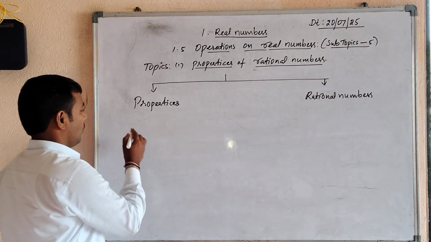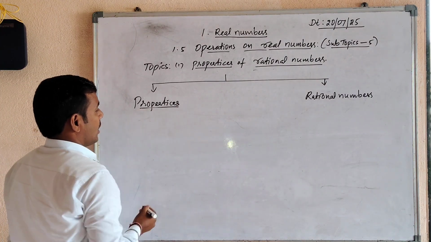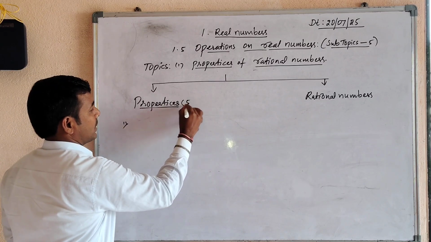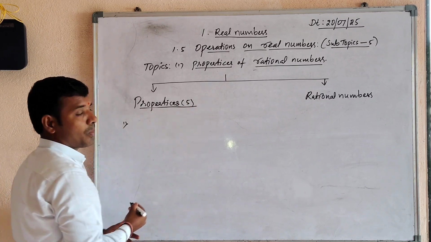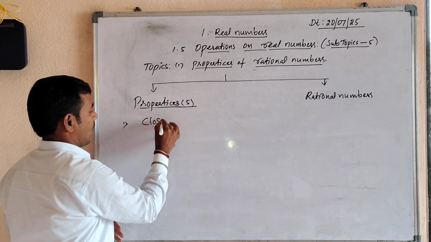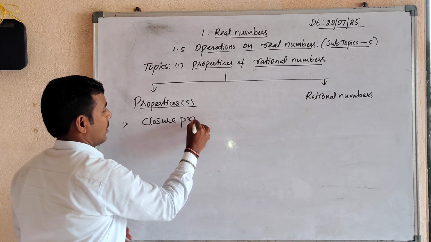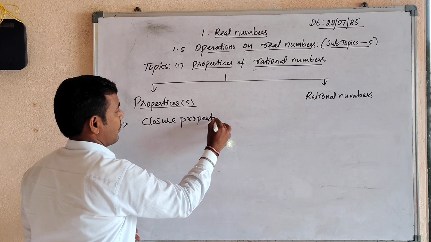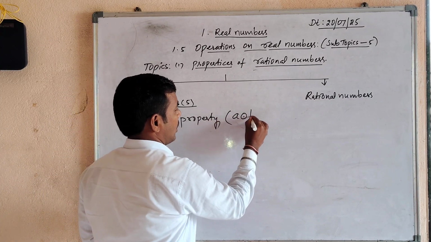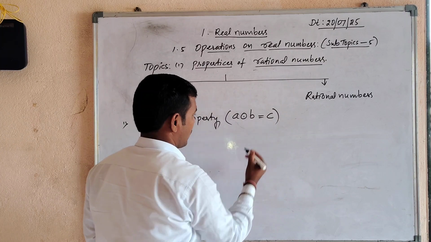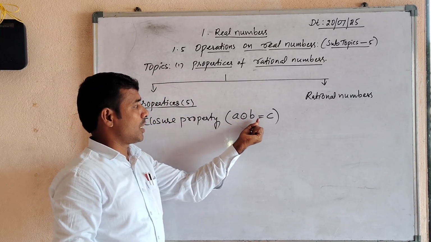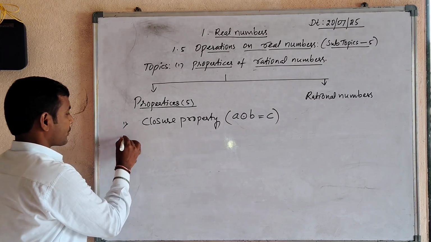Let us see what the properties are. There are mainly 5 properties. Let us see the first property, the closure property. Its permanent fundamental rule is A ∘ B = C.